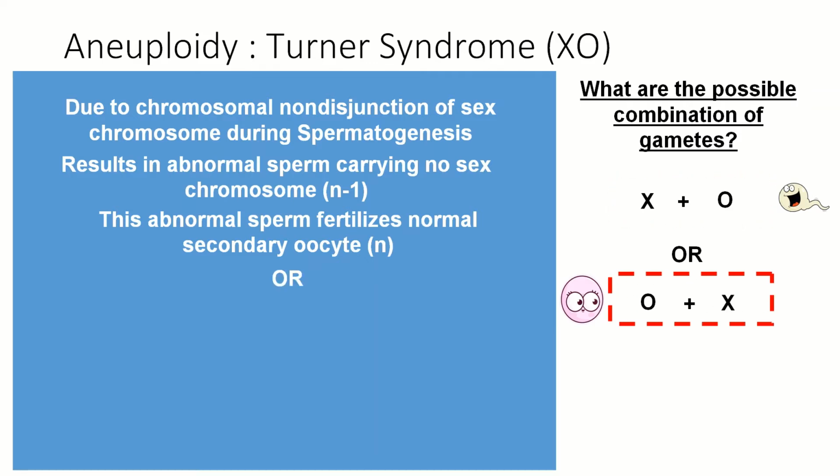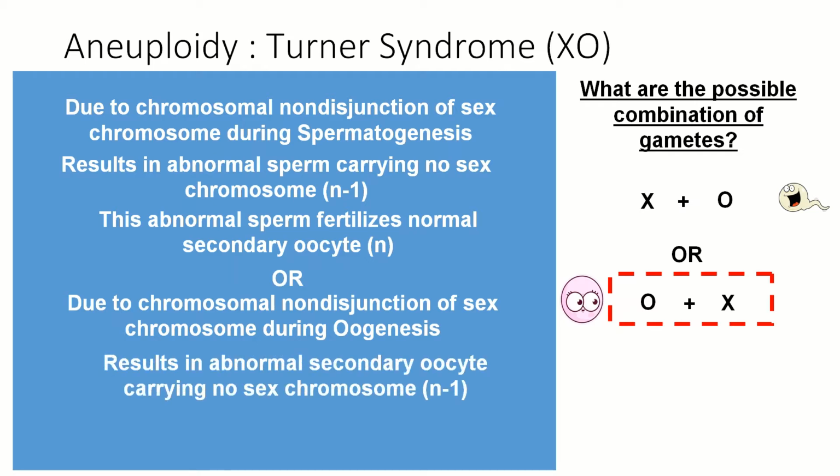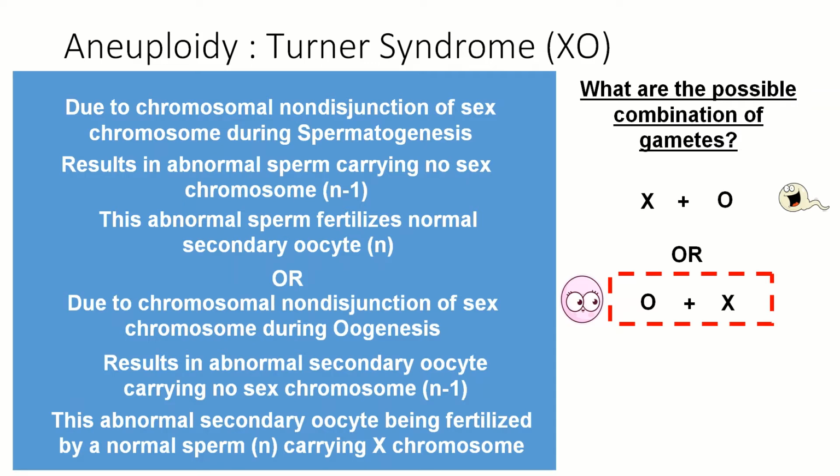And if we want to explain the second possibility, we will say, due to chromosomal non-disjunction of sex chromosome during oogenesis, resulting in abnormal secondary oocyte carrying no sex chromosome, and this abnormal secondary oocyte is being fertilized by a normal sperm, but for this one you have to specify which sperm it is, because we know that a normal sperm can be carrying either X chromosome or Y chromosome. For this case, the abnormal secondary oocyte must be fertilized by a normal sperm carrying X chromosome, forming an XO zygote, which in turn will develop to form a Turner syndrome child.